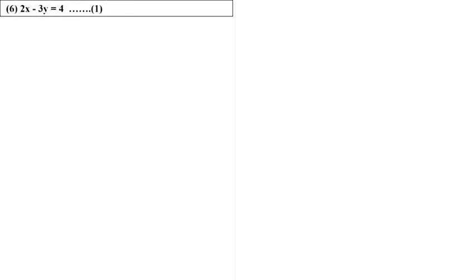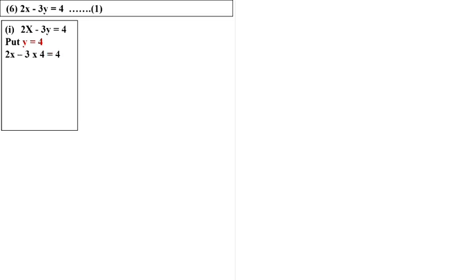The last sum is question number 6. 2x minus 3y equal to 4 is the first equation. We'll solve this first equation by taking the y value as 4. 2x minus 3 into the y value 4 equal to 4. 3 times 4 is 12. Minus 12 will go to the right side and become plus 12. It becomes 16. So x equal to 16 divided by 2, we get the value 8.